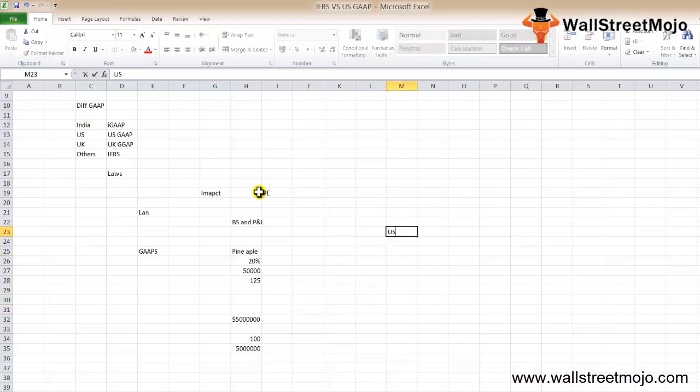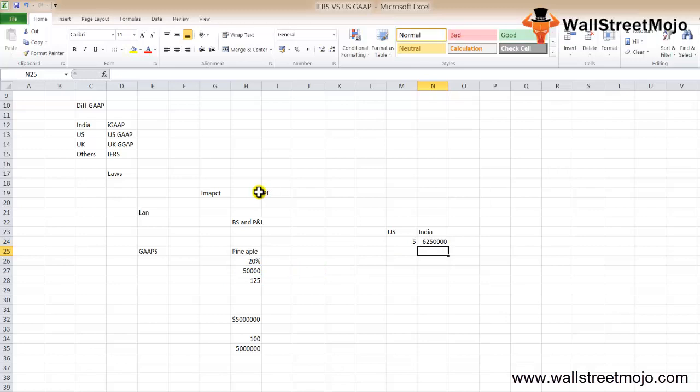In US, what will happen? A company Pineapple's revenue will be recorded at $5 million. But in India, what will happen? That Indian subsidiary of Pineapple's revenue will be recorded at $6.25 million. That is 50,000 into 125.